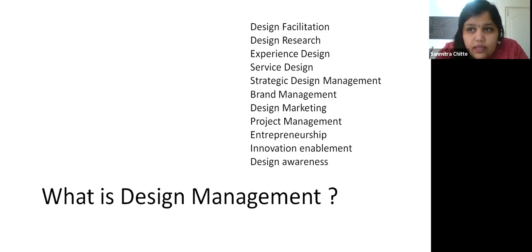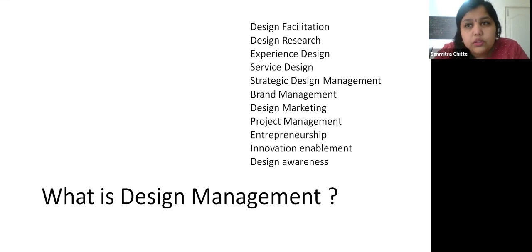What exactly is design management? When you look at it, you feel that it may be something like designers work in one compartment, management works in another compartment, and maybe these people go and understand business and work towards business, and designers work in a different possible way. But that's not how it works.